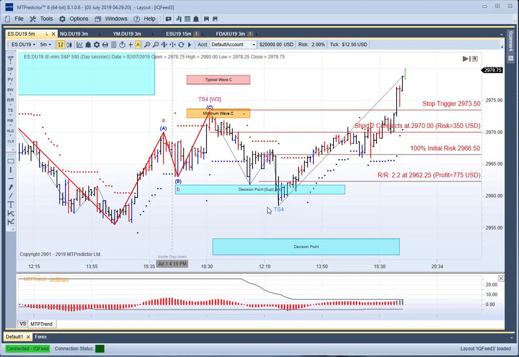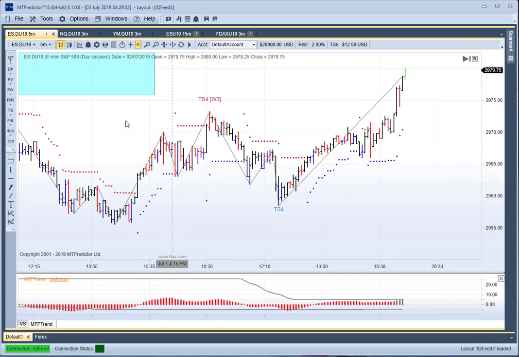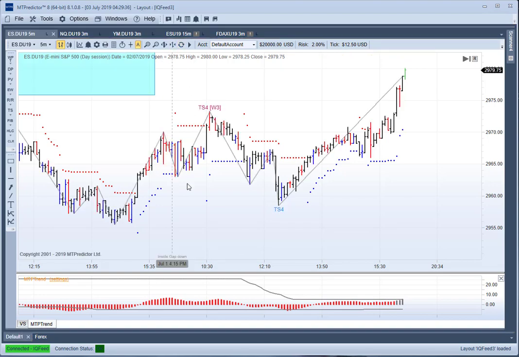I just want to show you that with the tools in MTPredictor, remember we're not just a black box system, and this is what we want to try and show you, is that we have tools in the software that allow you to do your own manual analysis within the market environment. And one of the tools that we look at very often is the DP, and particularly the DP of the last swing into a high or low. So that's the high, this is the last swing into the high or low.